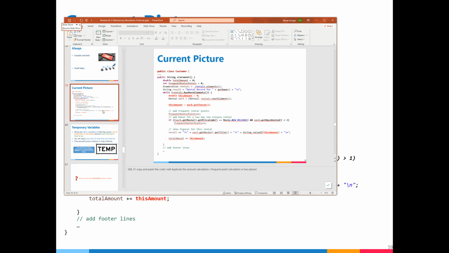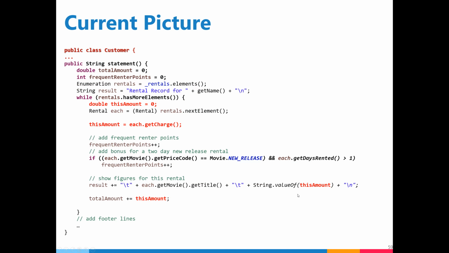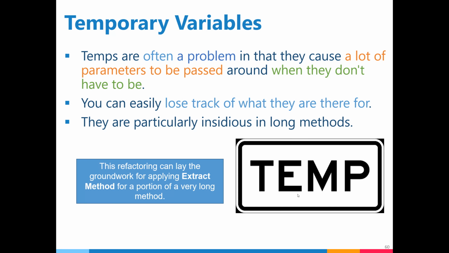When we are talking about temporary variables, these are sometimes a bottleneck if you want to do refactoring. So often a problem, as it says over here, is that they may cause a lot of parameters to be passed around when they don't have to be. Of course, there are cases you can do that. These are not carved in stone, but according to the situation you need to act.